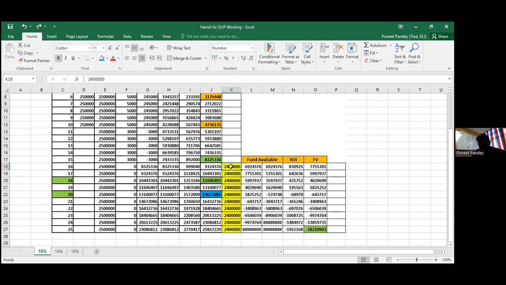24 lakh rupees he withdraws. After withdrawing 24 lakh rupees, his fund available is still 69 lakh rupees. So this 24 lakh rupees, sir, he can withdraw every month, 2 lakh rupees, for 5 years. That means yearly 24 lakh rupees he can withdraw for the next 5 years. Clear, sir?